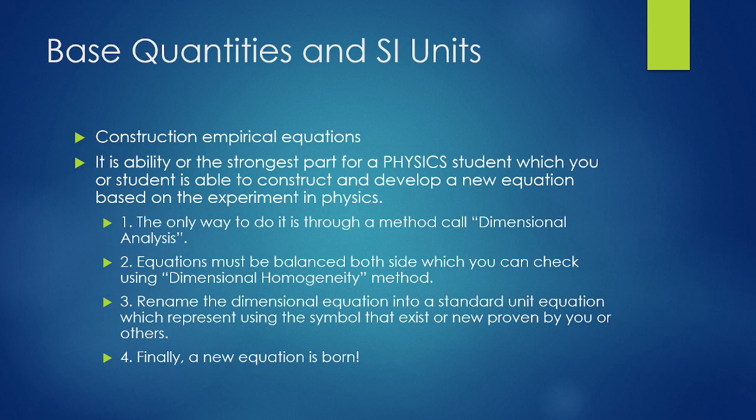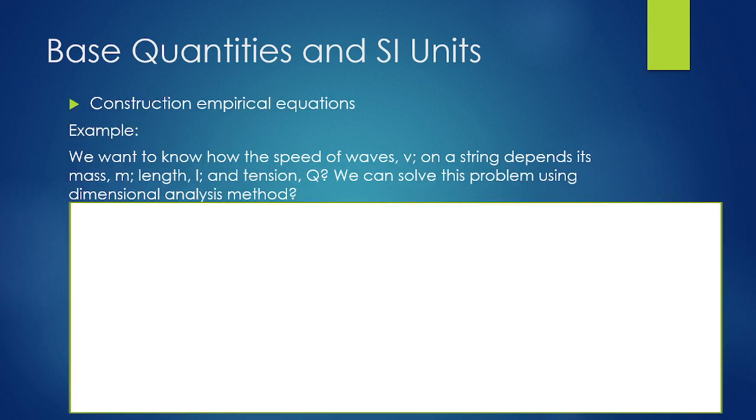So we want to see the factors of the variable, and by that we also have to maintain the equality between the left hand side and the right hand side. For example, we want to know that the speed of a wave, v, on a string depends on the mass of the string, the length of the string, and the tension, with symbol Q. We can solve this using the dimensional analysis method. Now, how do we solve this kind of question?